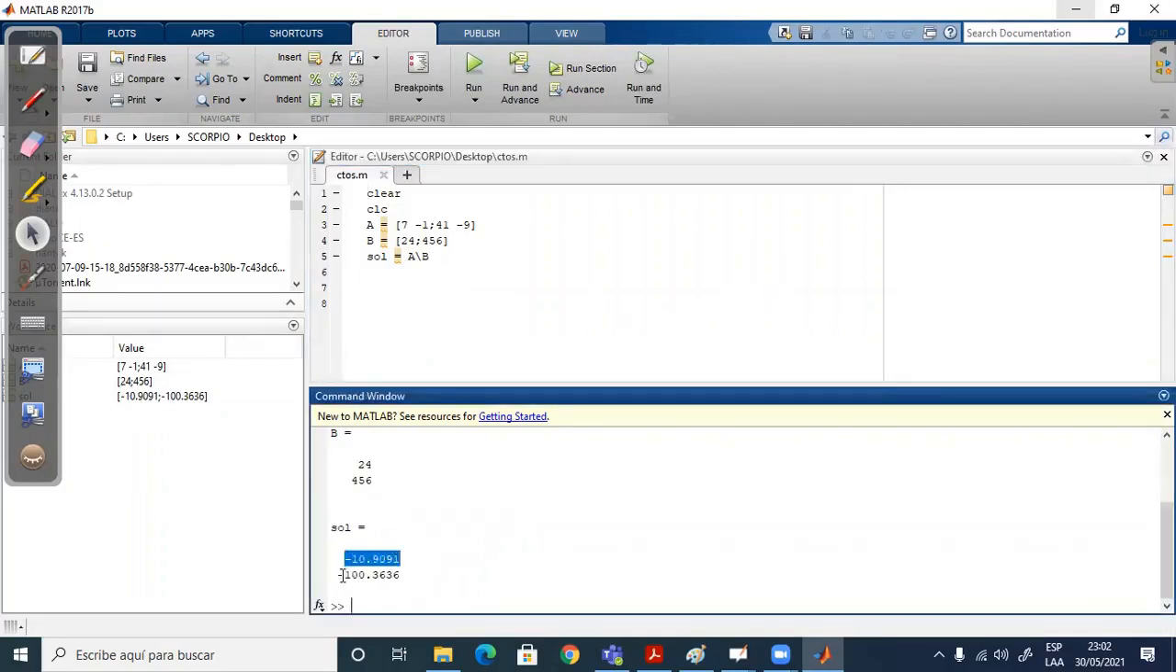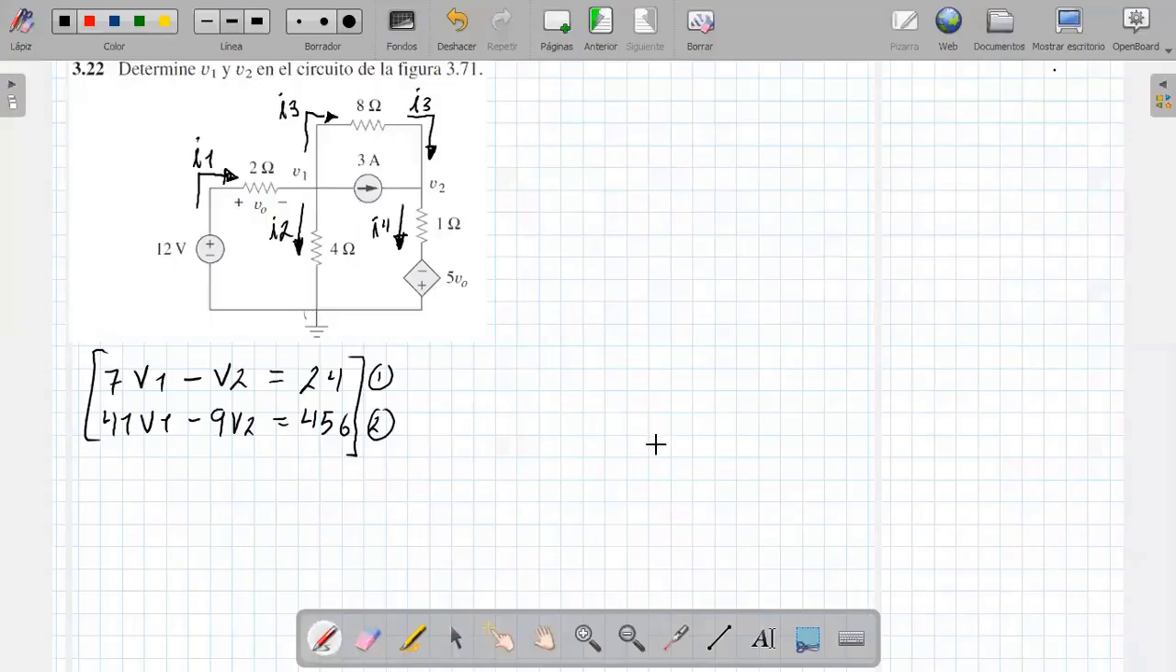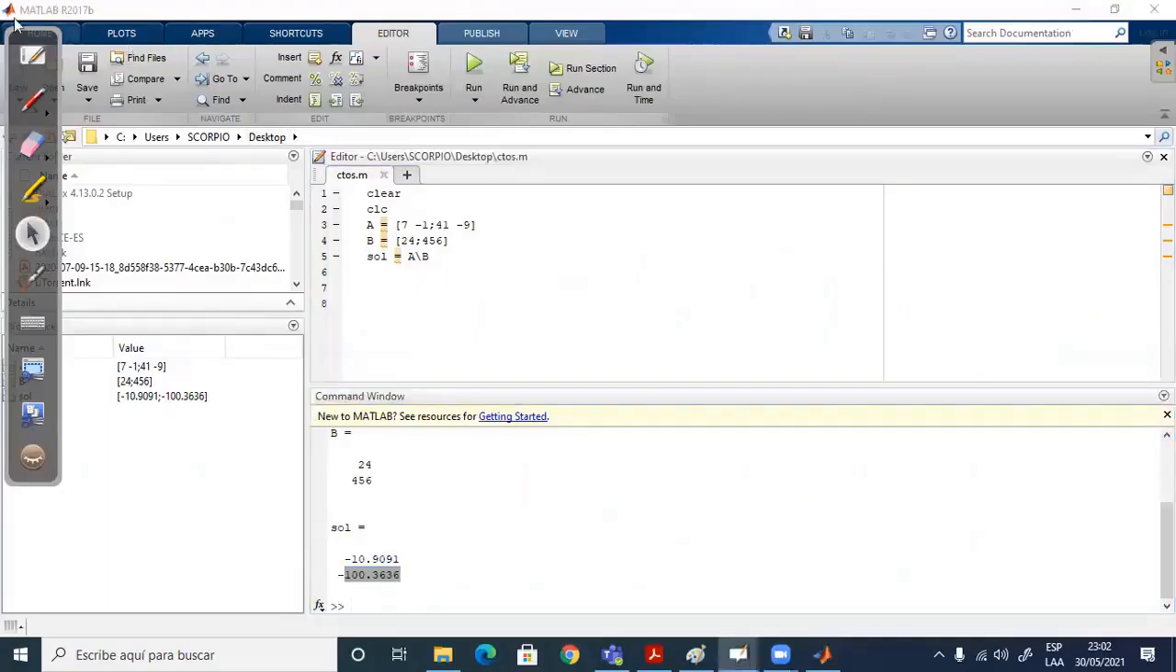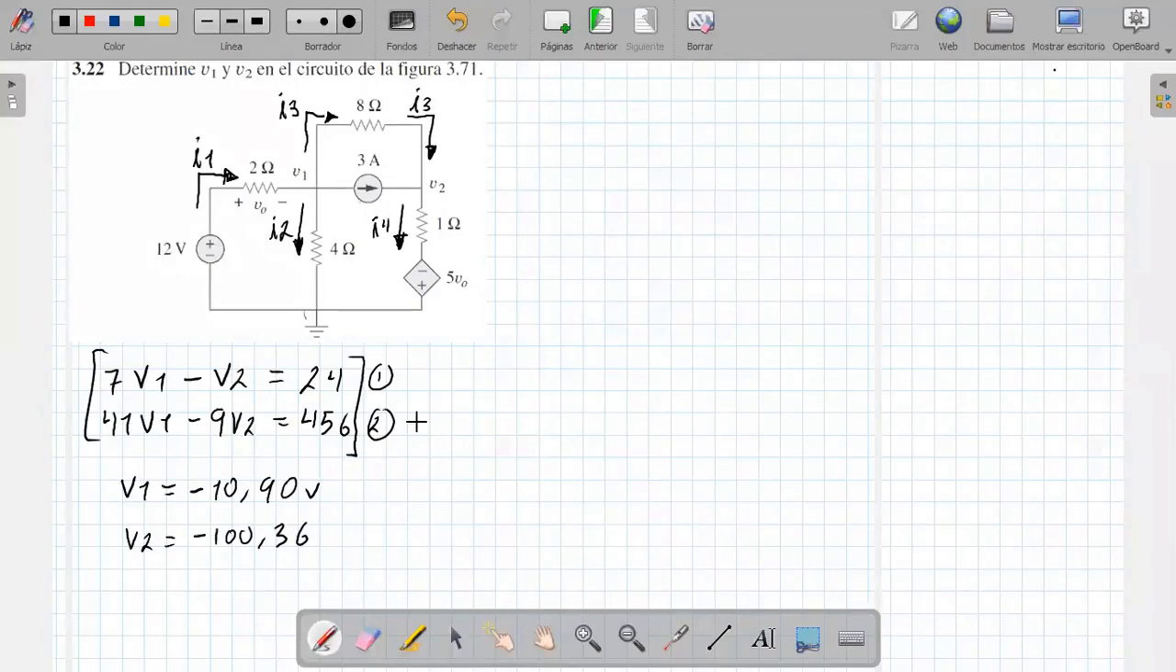So, this is the solution: negative 10.90 and negative 100.36. So, B1 is equal to negative 10.90 volts, and B2 is equal to negative 100.36 volts, and those are the voltages that the exercise asks of us.